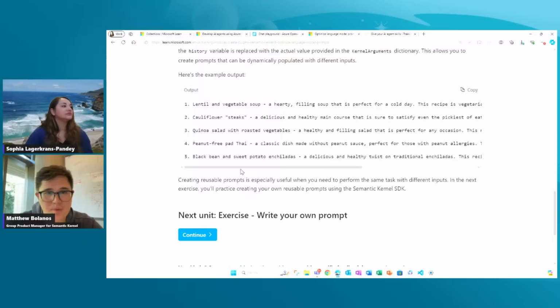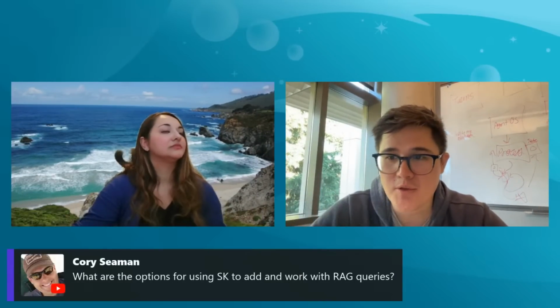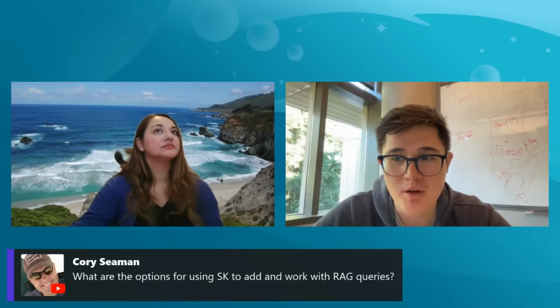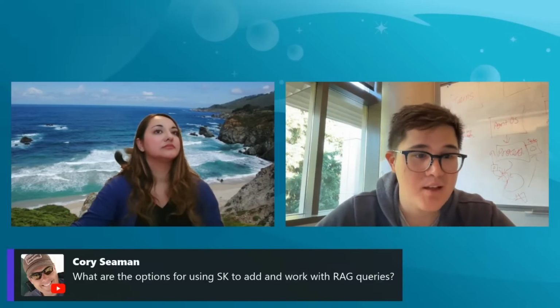Great. And we do have some questions that I actually think this particular page is showing you how to address. So Corey asks, what are the options for using Semantic Kernel to add and work with RAG queries?